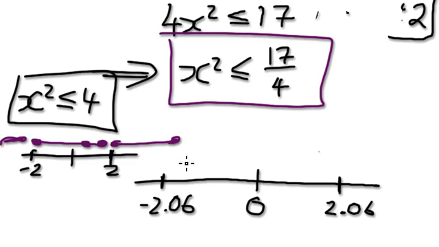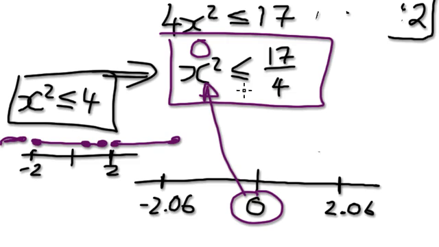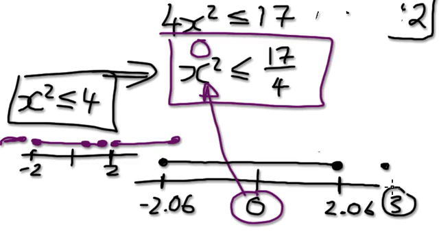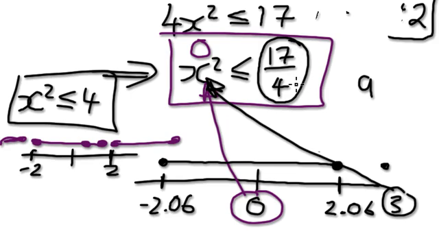So the next question is what's inside here, is that a good thing or a bad thing? Let's select any point in this region here. I'm going to select 0. Now put 0 into this thing here. 0 squared is 0, so 0 is indeed less than or equal to this thing here. So we know that the inside region here is good. So your diagram here would look like this. What's inside here is good, because if you select, let's say, 3, a number on the outside, 3 squared is 9, and 9 is not less than 2.06. So your number line should look like this.